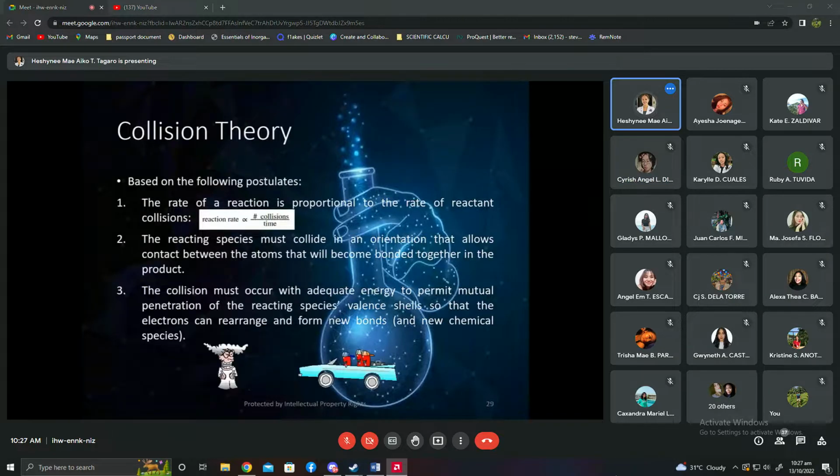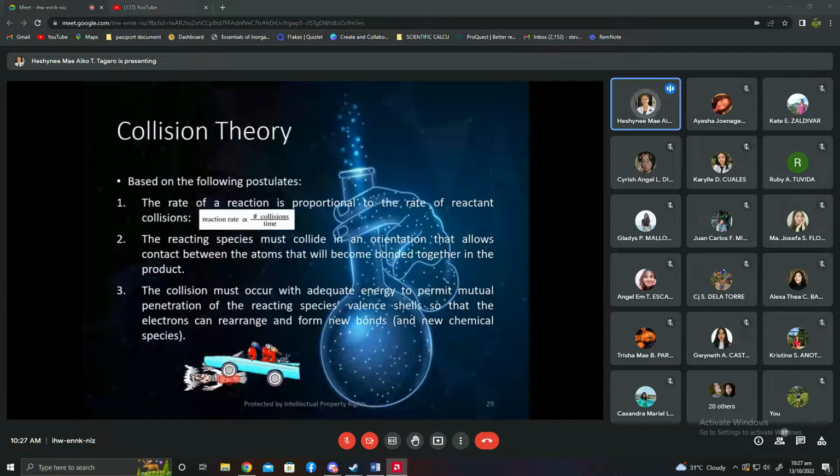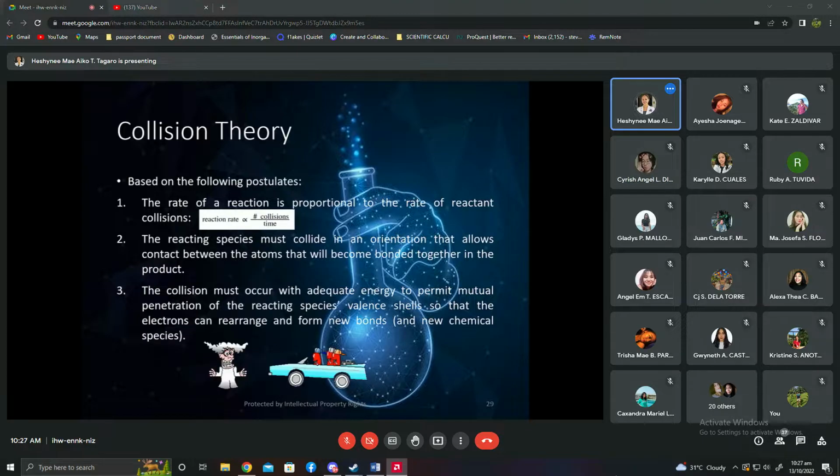And third, the collision must occur with adequate energy to permit mutual penetration of the reacting species' valence shells so that the electrons can rearrange and form new bonds and new chemical species.